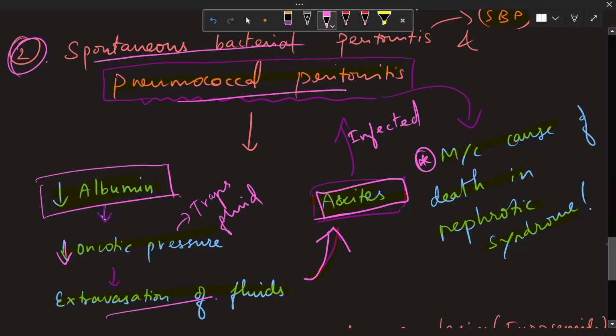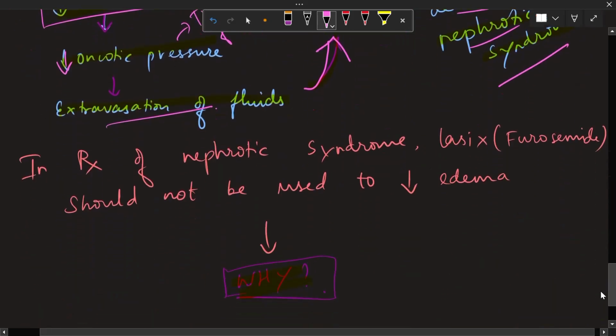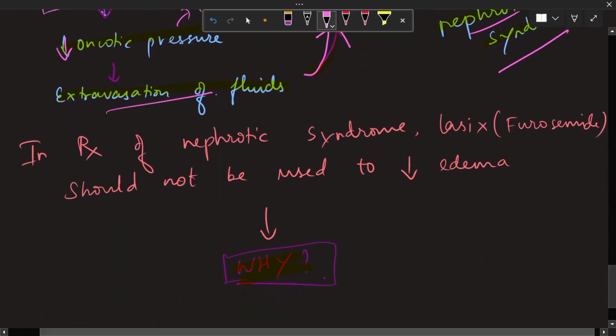Of these two complications, pneumococcal peritonitis is of much significance because it is the most common cause of death in nephrotic syndrome. So we should be careful about this complication. And the intervention for pneumococcal peritonitis we will see in the next video along with treatment.